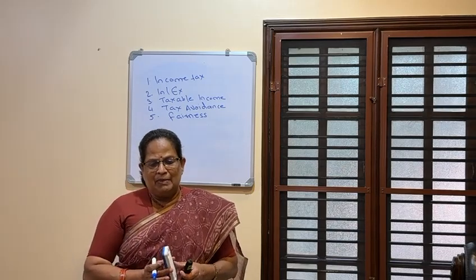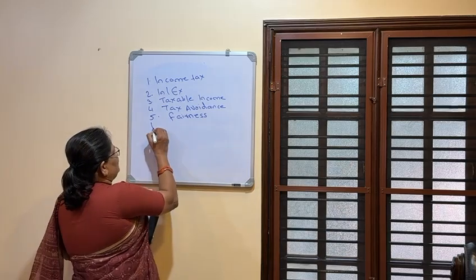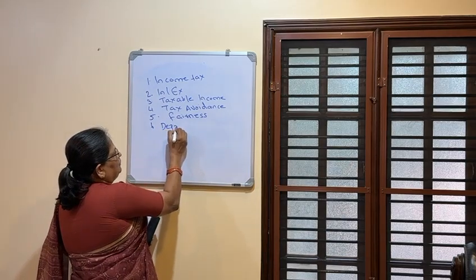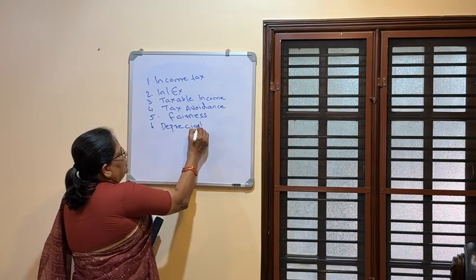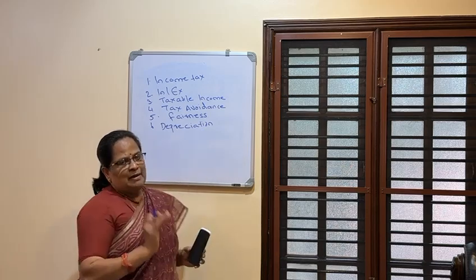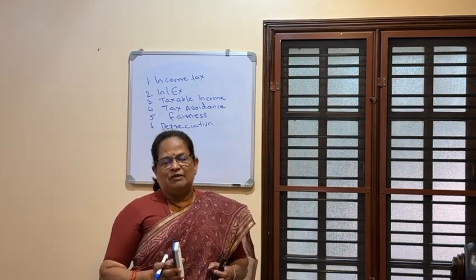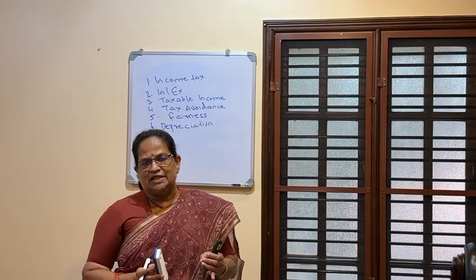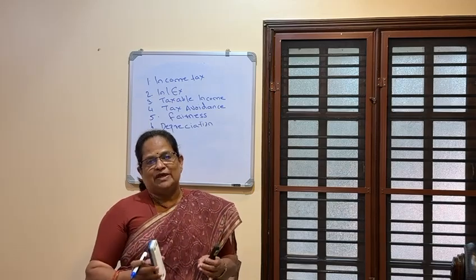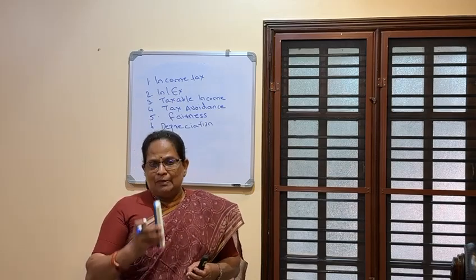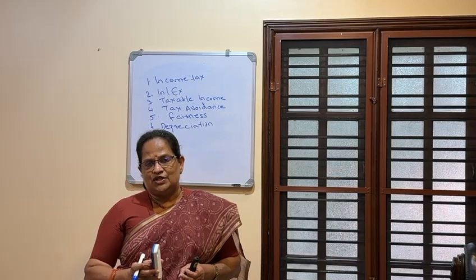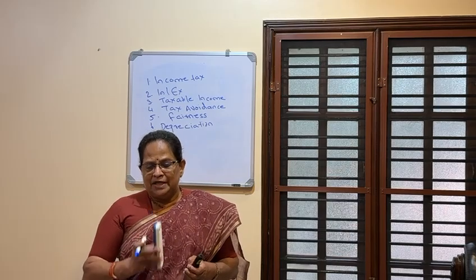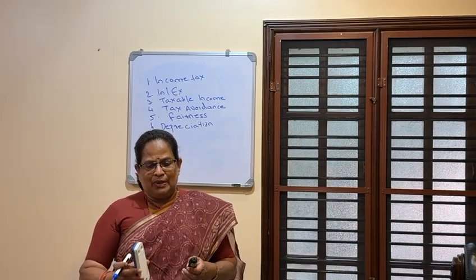Next is proper application of depreciation rules. Depreciation we allow for capital assets. We have to remember, when we are preparing the profit and loss account and balance sheet, we are charging depreciation for the use of the asset. That will affect the profit or loss of the organization. So it's very important that we apply the depreciation rules properly.